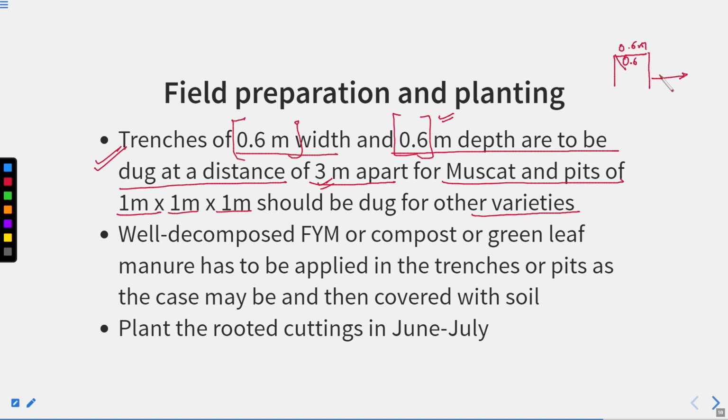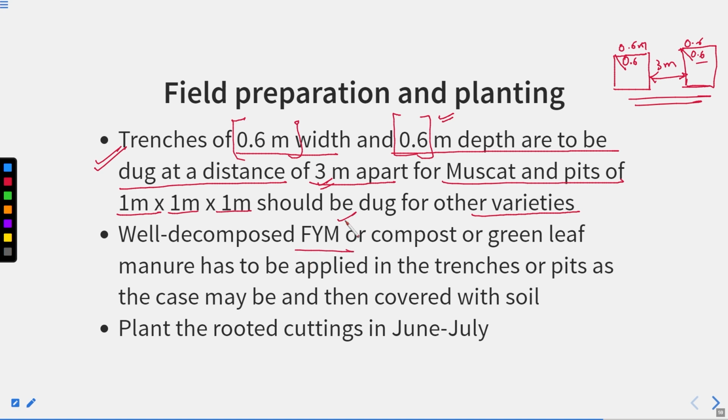Now at the 3 meter apart, this is the 3 meter apart, then you will dig one more pit like this, 0.6, and the depth will again be 0.6. So in this way we are preparing our field.